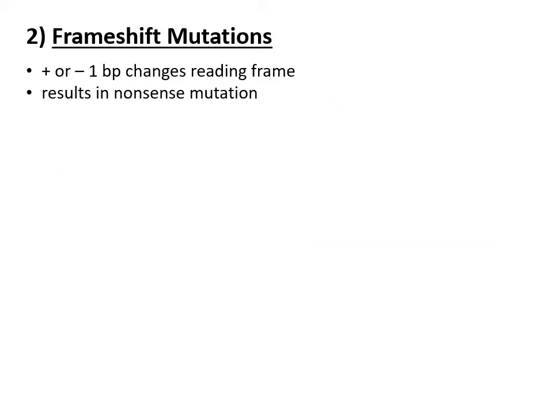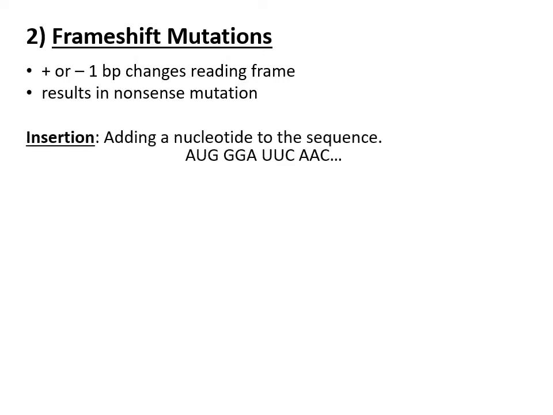Frameshift mutations are where a single base pair is added or deleted. Because if it's a single addition, you're going to cause an entire change to the reading frame, and therefore the protein is completely unlike the original protein. So we would say this is a nonsense mutation. You do not get anything close to the original protein. So an insertion would be adding one.